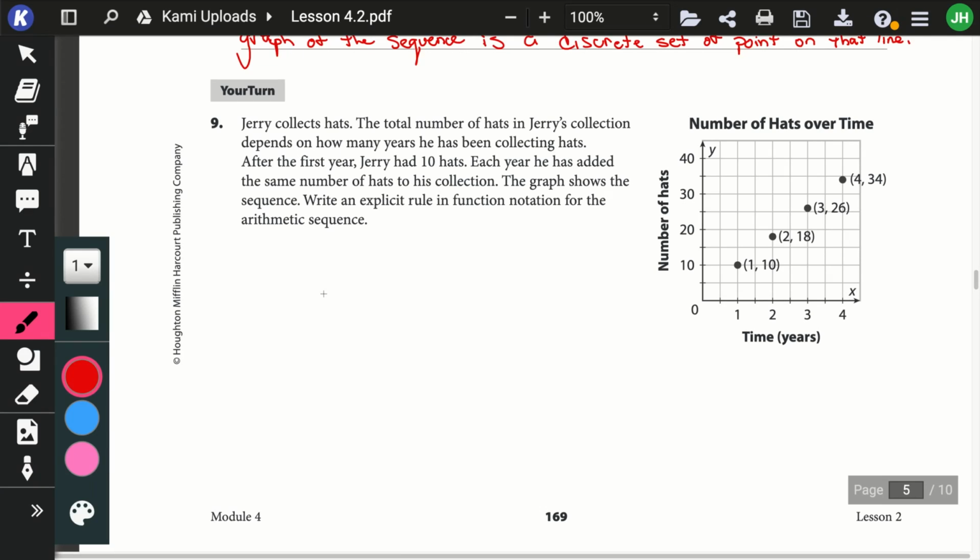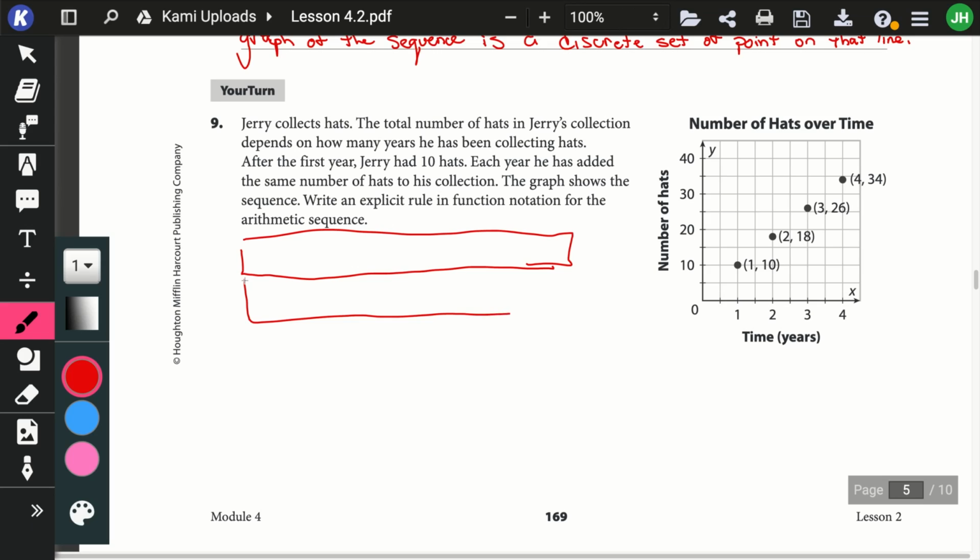All right, so first thing we are going to do here, we are going to make a chart. We have n, and we have f of n, right? So when n is 1, f of n is 10. When n is 2, f of n is 18. You don't have to write it like a chart. You could write it out horizontally. When n is 3, f of n is 26. When n is 4, f of n is 34.